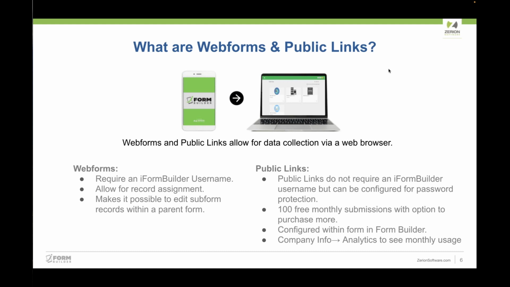When it comes to your public links and web forms, the configuration is actually done within iFormBuilder. And I'll show you that a little bit later when we go through our demo. And lastly, when it comes to public links, I did mention you have 100 free monthly submissions. If you're looking to keep an eye on that number and see if you get close to that, that's where you log in as a company admin, go to company info, and in the info section, you'll see a spot that says analytics. Once you're in analytics, you'll scroll to the bottom and you'll be able to see your monthly usage. I'll be happy to show you that if we have enough time in just a little bit.